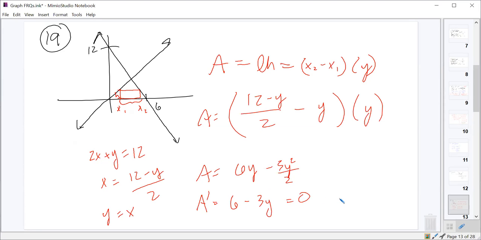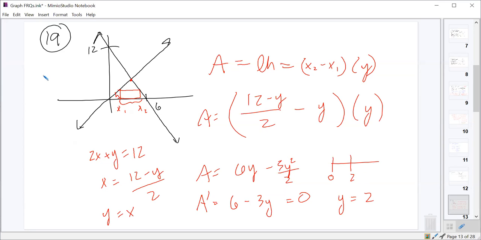And that equals 0 at a potential max when y is 2. So the theory is that y equals 2 will work. We need to make sure, though, that that's actually a max. So I'll put on 2. We're not going to have y values that are less than 0, right? And we're not going to have y values that are greater than whatever this intersection point is.